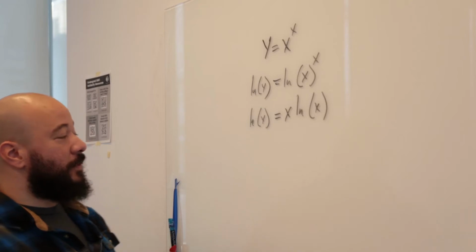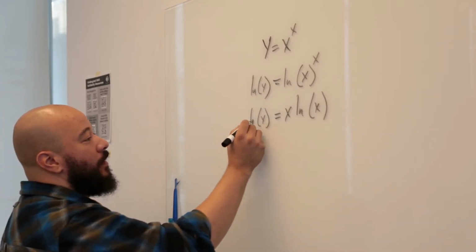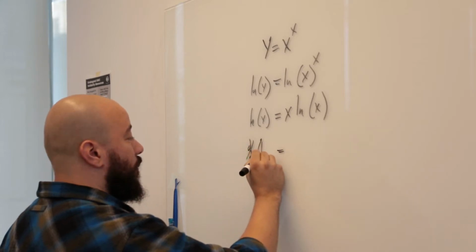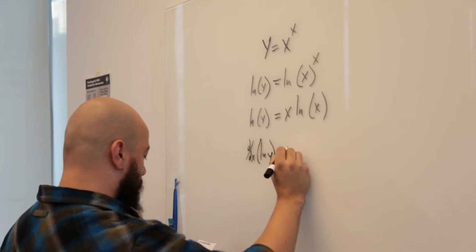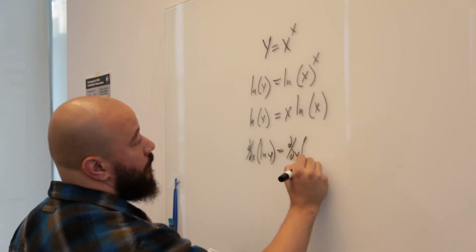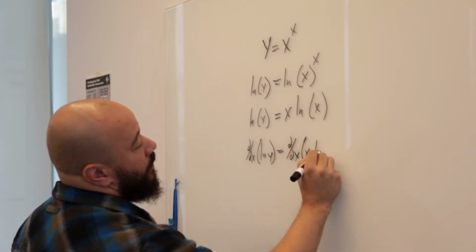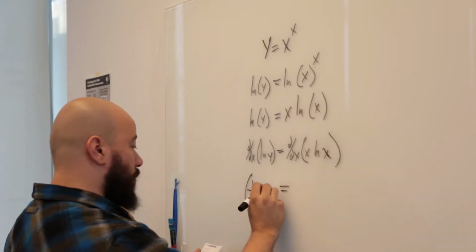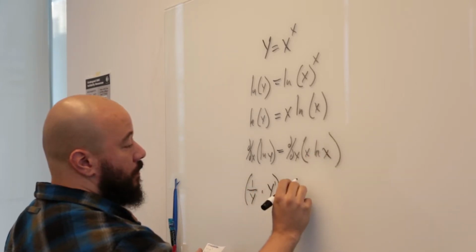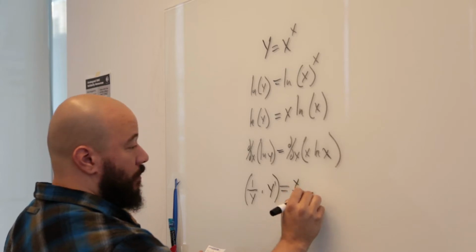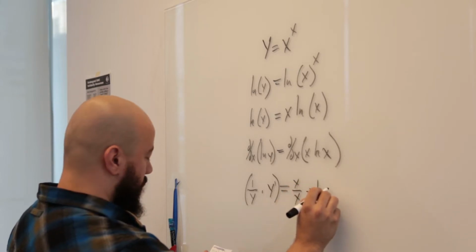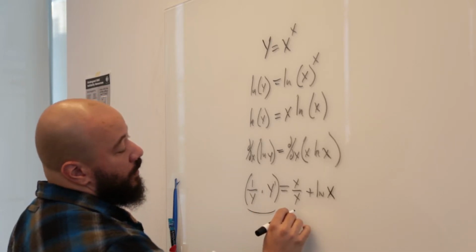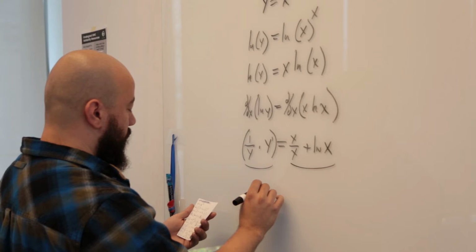All right, so now that we have the natural log on both sides, we're going to start taking the derivatives. So the derivative of natural log of y, and the derivative of x times natural log of x, gives y prime over y equals 1 plus natural log of x. Here, we're going to be using the chain rule, and here, we're going to be using the product rule, right?